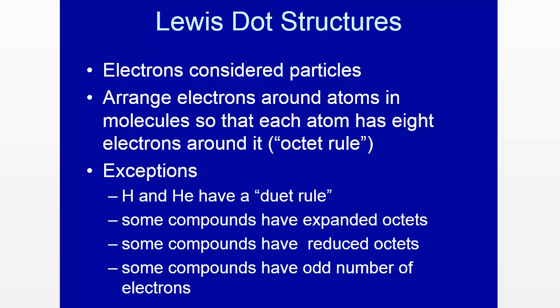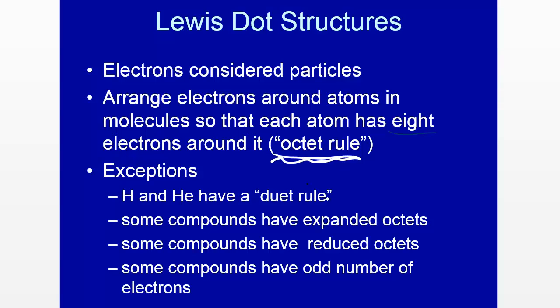So as we said, Lewis dot structures consider electrons as dots, and that means they're considered as particles. This is a different view than in quantum mechanics, where electrons are represented as waves. Here in Lewis dot structures they are represented as well-defined particles, and chemists represent those as dots. The whole idea for Lewis dot structures is that you can arrange electrons around atoms so that each atom has 8 electrons around it, the so-called octet rule. Of course, there are some exceptions.